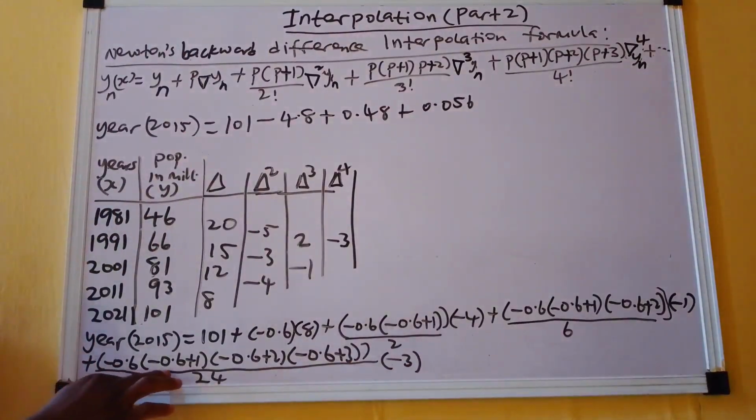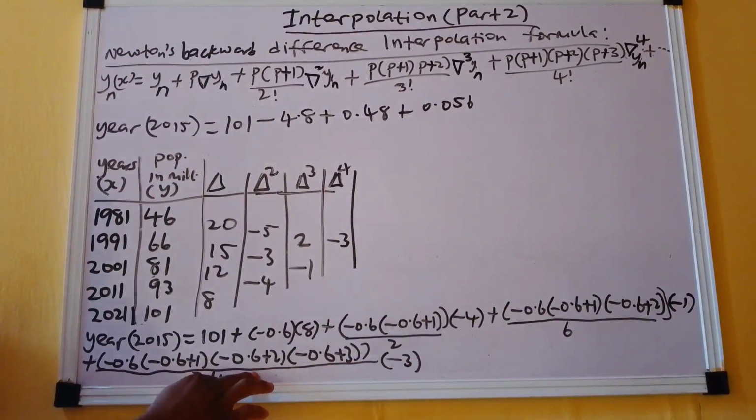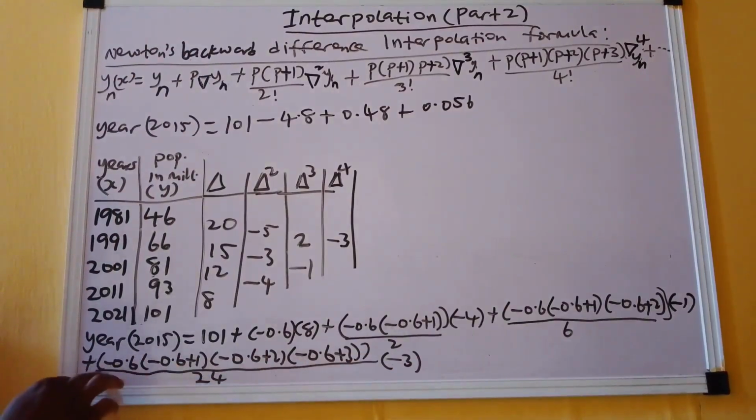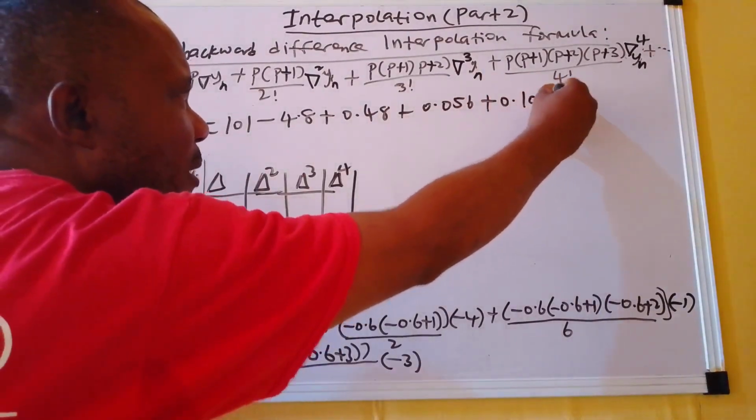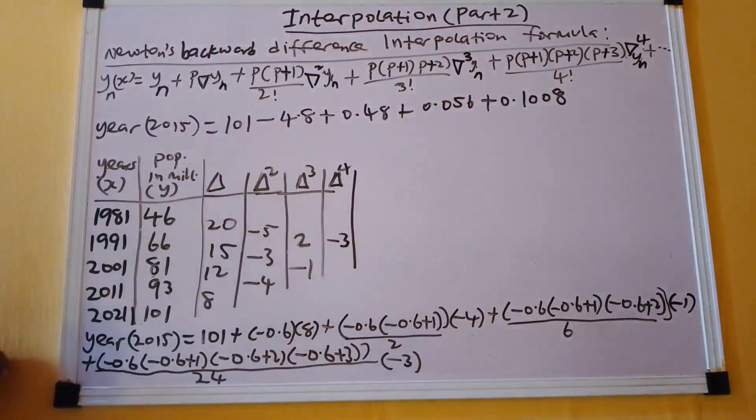Of course, this will give you plus, this will give you plus, this will give you plus. So minus and minus again we cancel, so you will get positive. So you are going to get, and you divide by 24, you are going to have plus 0.1008. So these are the arithmetic we have done then.